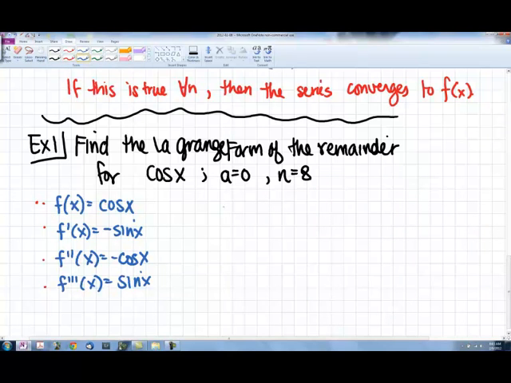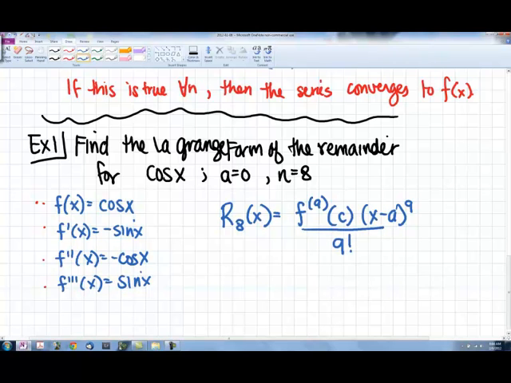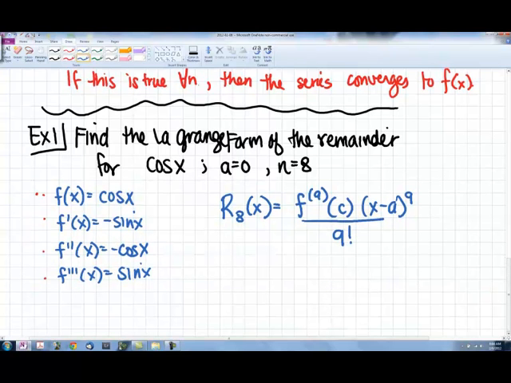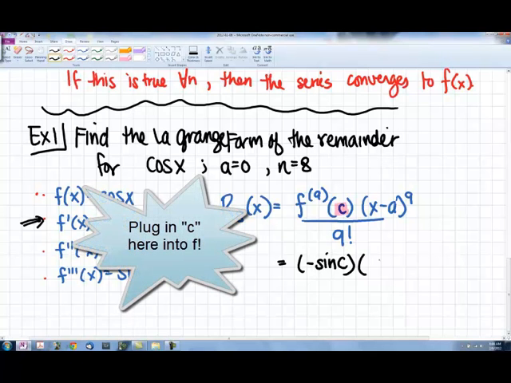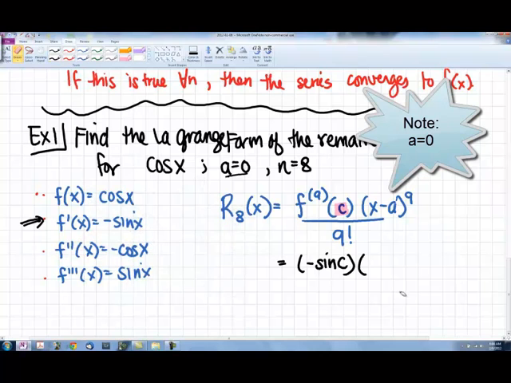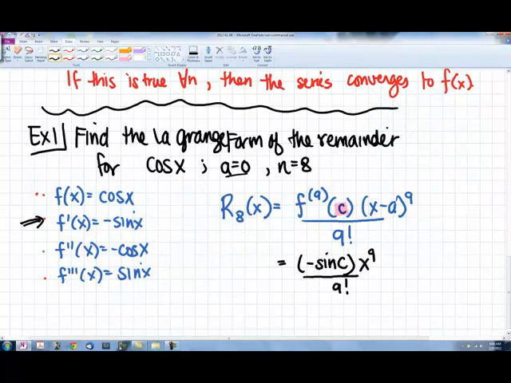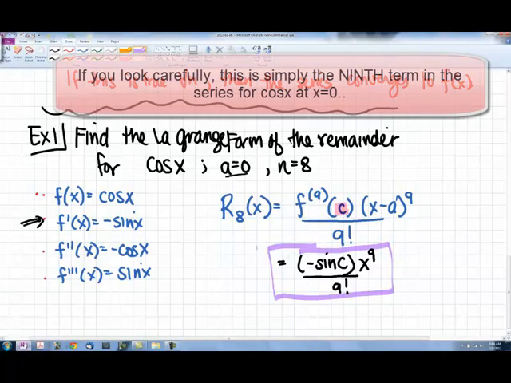But since we're trying to find the remainder, r sub 8 of x, it's going to be the 9th derivative of f at c times x minus a to the 9th power all over 9 factorial. So really all I need to do is plug in what my 9th derivative is. And our 8th one was cosine x, so the 9th one is going to be negative sine x. So I just plug that in. It's going to be negative sine of c, x minus a, so it's just going to be x to the 9th power over 9 factorial. This is our Lagrange form of the remainder.